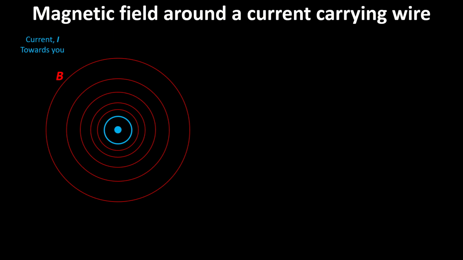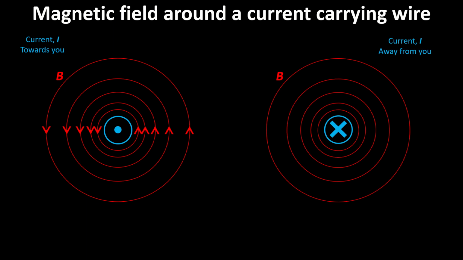But for the direction of this, if the current is coming out of the page, it's circular around it and it's going in an anti-clockwise direction. If the current's going away from you, like that, it's circular and it's in the other direction, so going clockwise. So for both cases, you get a circular field around the wire.